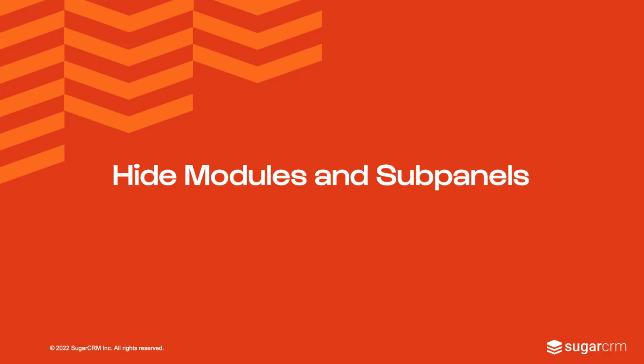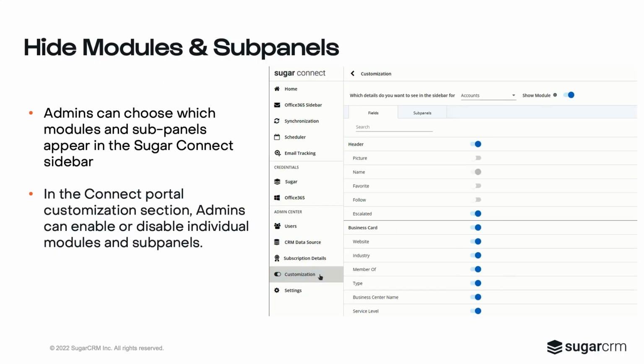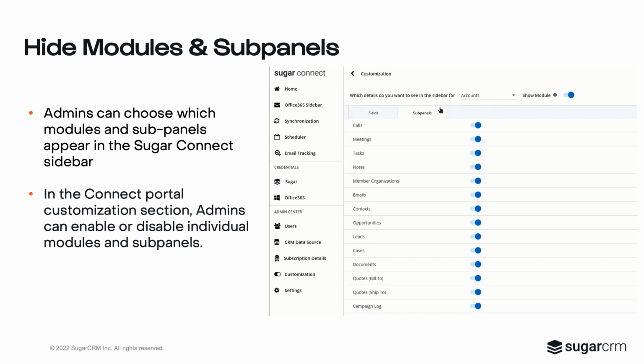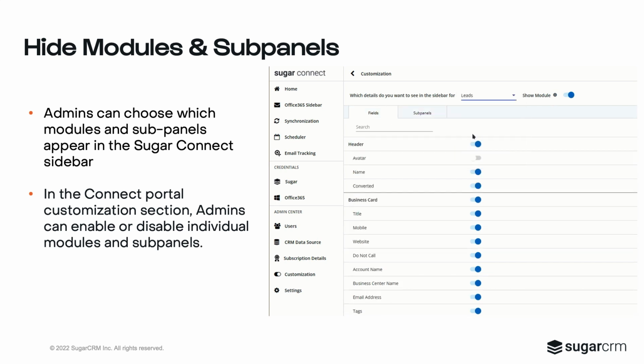Next, we'll cover hiding modules and subpanels. Administrators can now choose which modules and subpanels will appear in the SugarConnect sidebar. By going to the SugarConnect portal customization section, admins now have the ability to enable or disable individual modules and subpanels to show in the SugarConnect sidebar. This functionality is great as it allows administrators to tailor the SugarConnect sidebar for their users, reducing noise so they only see what's most applicable to their daily activities.